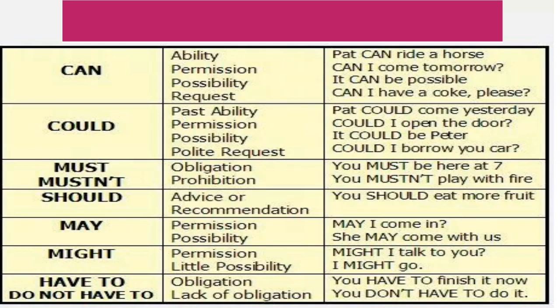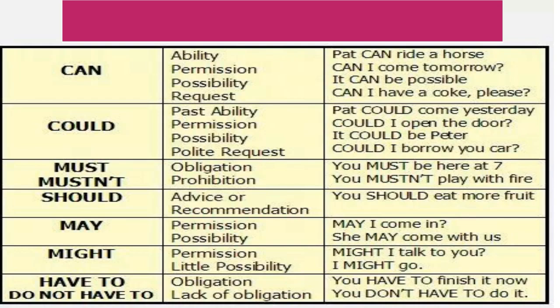Then must and mustn't. Must is used for obligation or necessity. You must be here at 7. Mustn't is used for prohibition. You mustn't play with fire. Then should is used to express advice or recommendation. You should eat more fruit. Then may is used for permission and possibility. Examples are, may I come in? Or she may come with us.